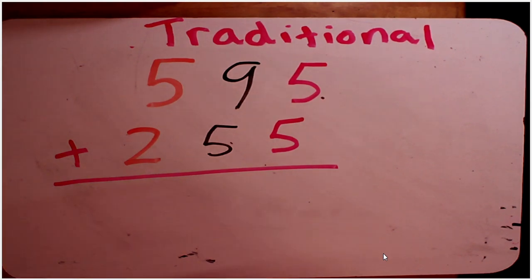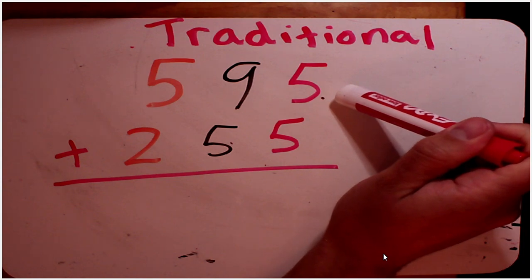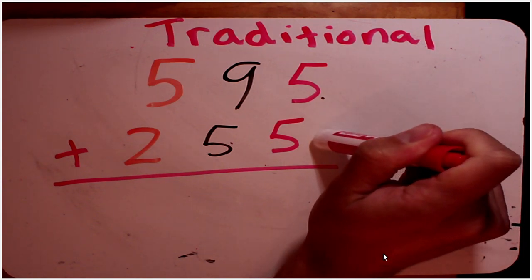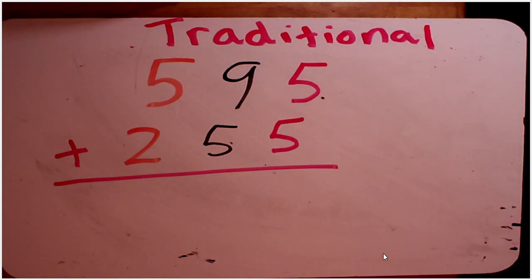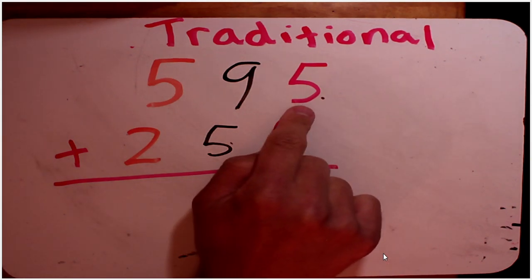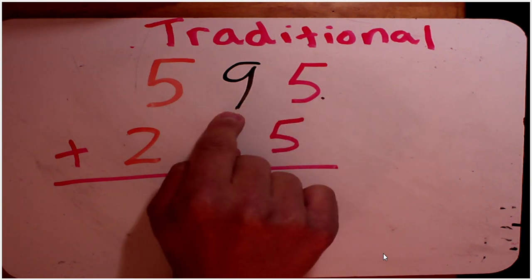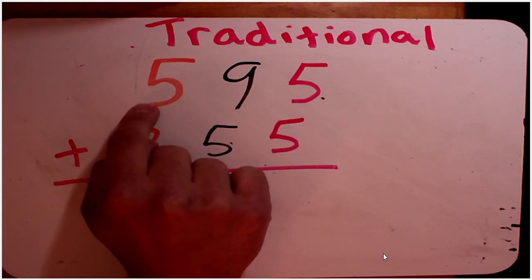So our two addends are 595 and 255. Watching you guys this week, I think you remember how to do this, but I just wanted to refresh your mind. So this is probably review. I color-coded these different digits based on their place values. So remember, we have our ones place, our tens, and our hundreds.